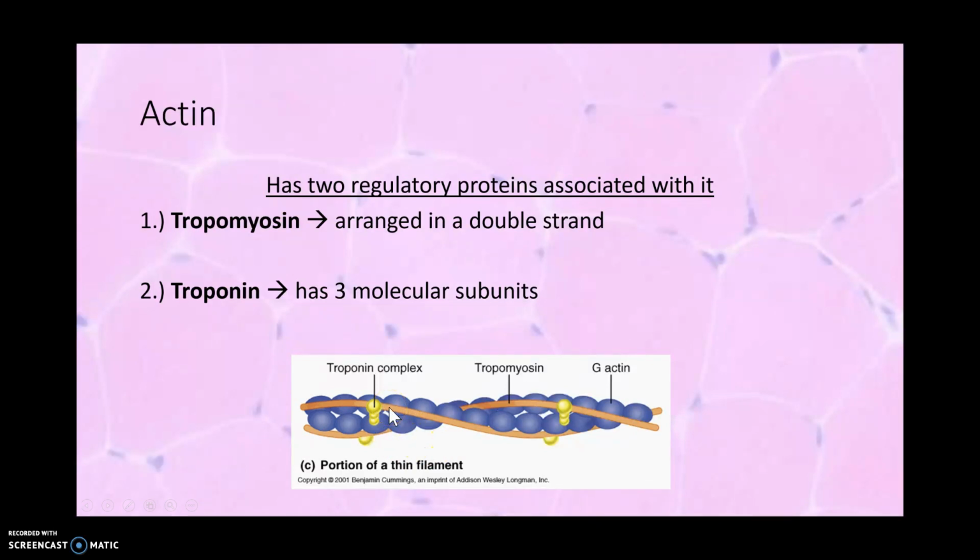If we don't have enough calcium to bind to the molecular subunit of troponin, it's not going to shift this tropomyosin strand out of the way, and then myosin cannot bind to the actin. And then therefore we cannot have muscular contraction.